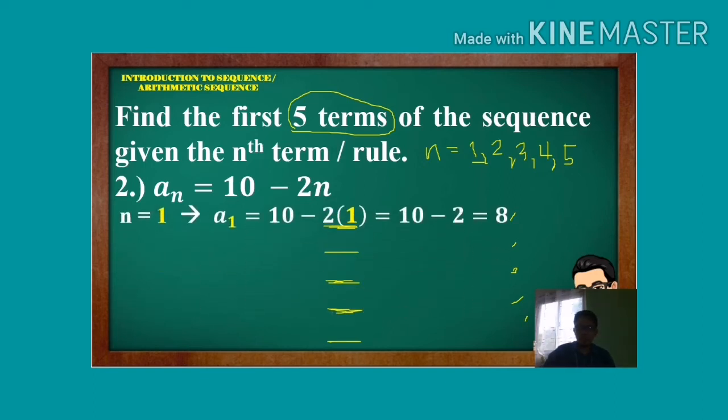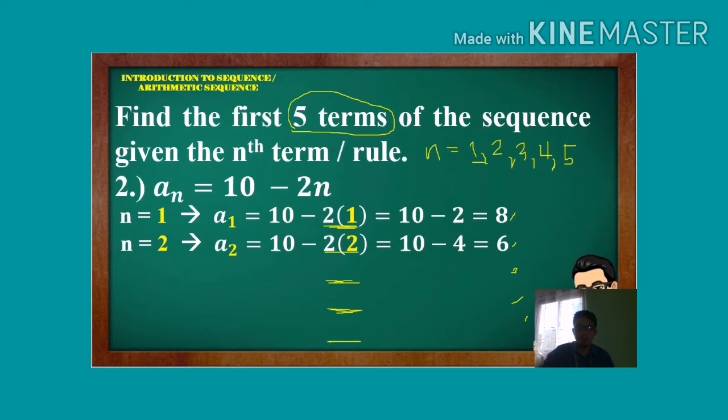let us use 1. If we're going to use 1, n is equal to 1. It will be a sub 1 is equal to 10 minus 2 times 1. And using the MDAS rule, we need to multiply first 2 and 1. So we have 10 minus 2 times 1 is 2. And 10 minus 2 is equal to 8.